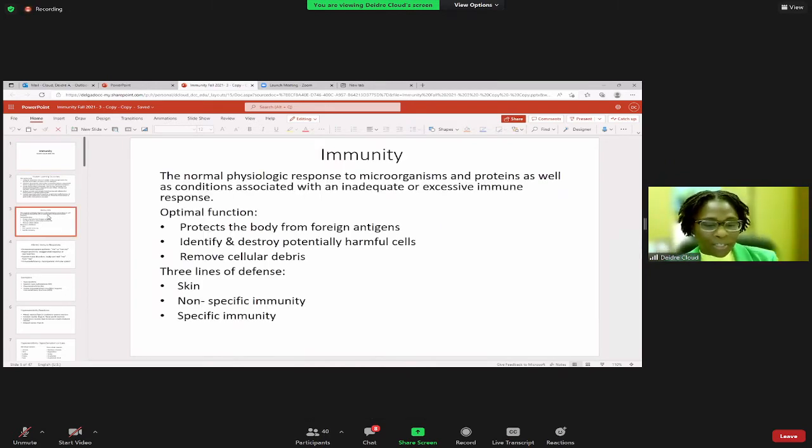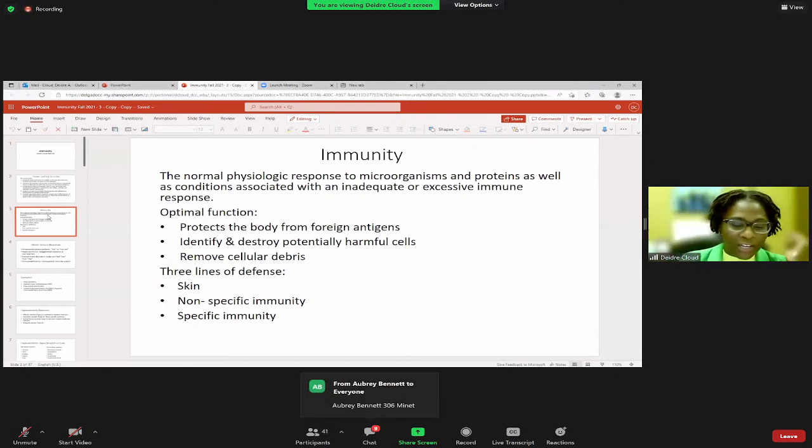And immunity is the body's natural or induced response to infection and its associated conditions, and is made up of molecules and cells, tissues, and organs that seek out and destroy damaged cells and foreign tissues. So there are three lines of defense.